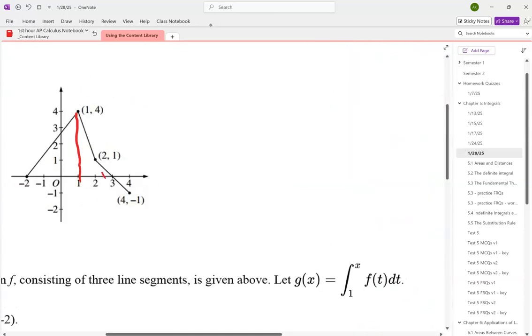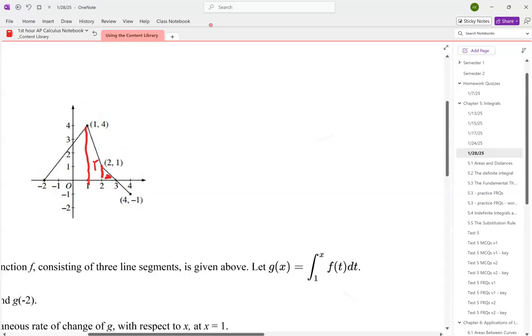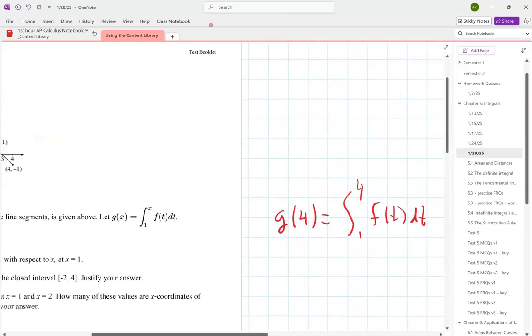So when I look at this, I'm gonna think about it as a trapezoid and then a triangle. So I'm going to compute the area for that trapezoid and then the area for that triangle. Or you could break that trapezoid up into a rectangle and a triangle and add them together. Either is fine. You can get the same result.